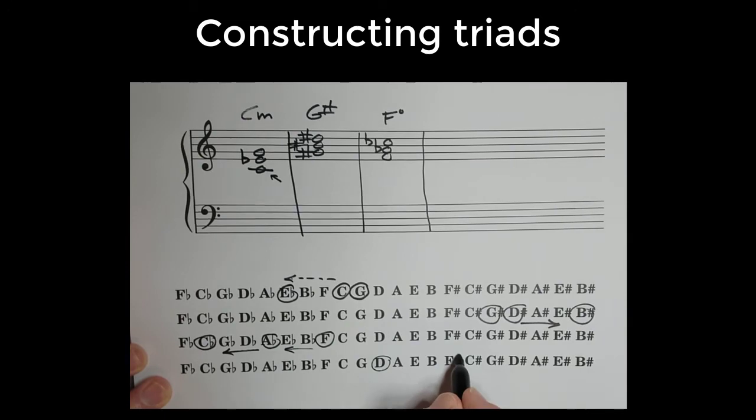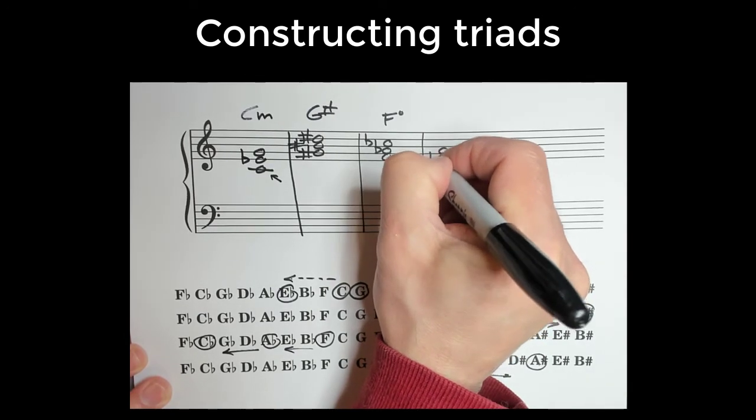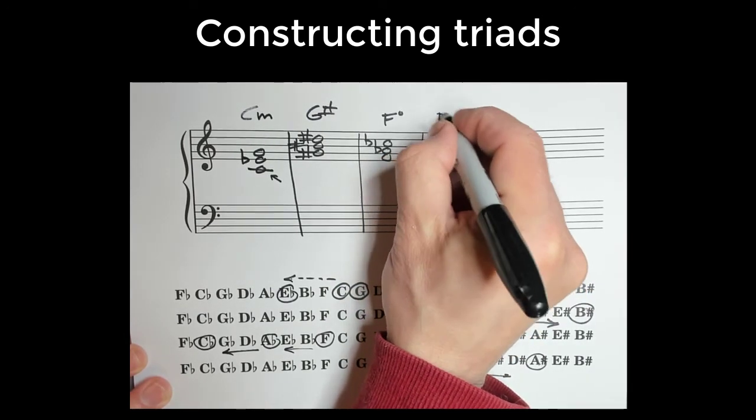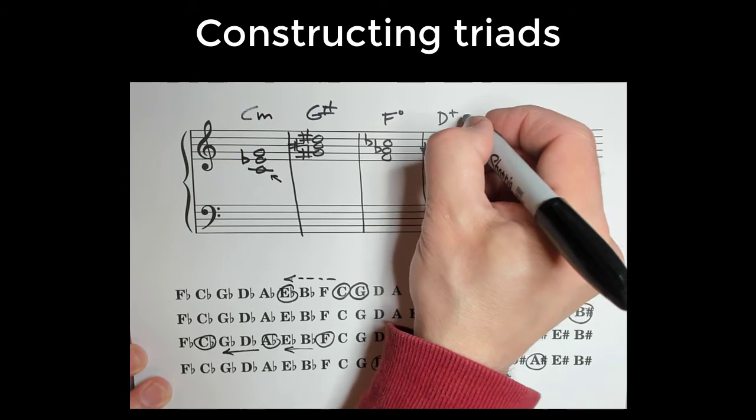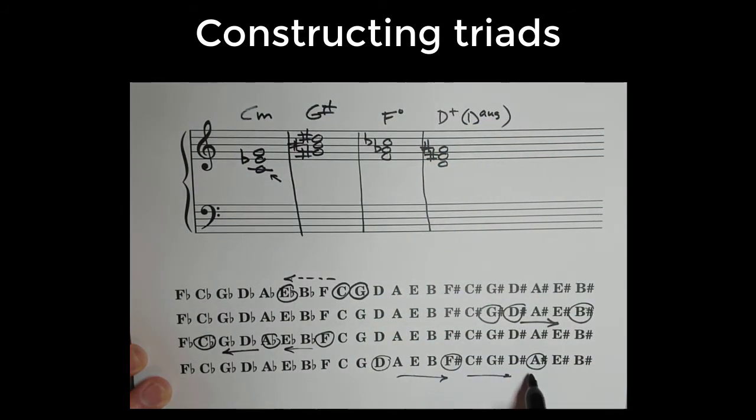How about D augmented? All right, writing the 3 notes. I need these 3 notes with this formation on the line of fifths. The D, the F that is to the right, F sharp, and then the A to the right of that, A sharp. So A sharp, not B flat.